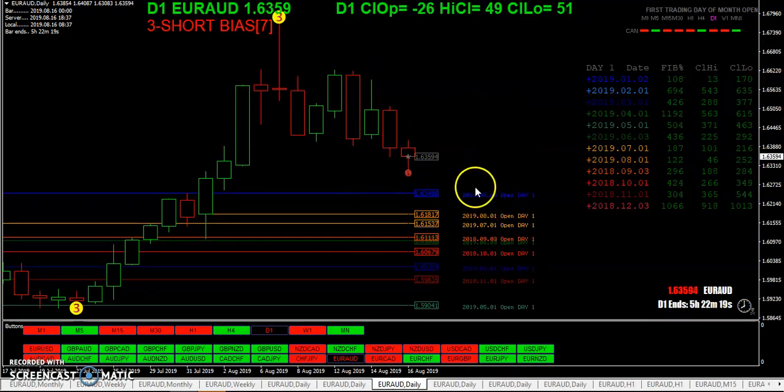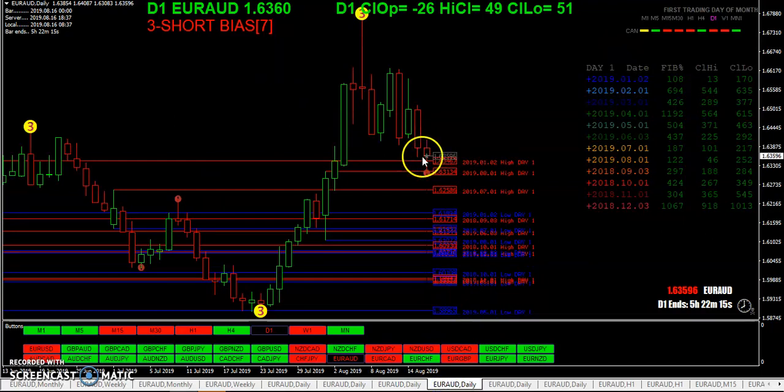And here we've got price above all the opens for the last 12 months, the first day. And you can see here we're now above all the opening day ranges for the past 12 months.